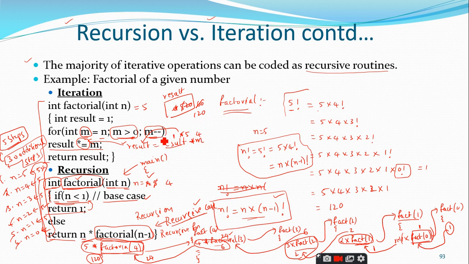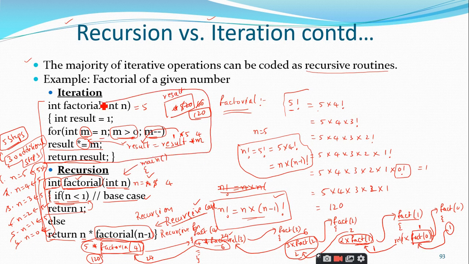m is decremented, m becomes 0. 0 greater than 0, condition false. Therefore it will come out and it is going to return the result. What is the value of result? It is nothing but 120. So you can observe both of the things, and you can see how simple the iterative solution is from here to here.